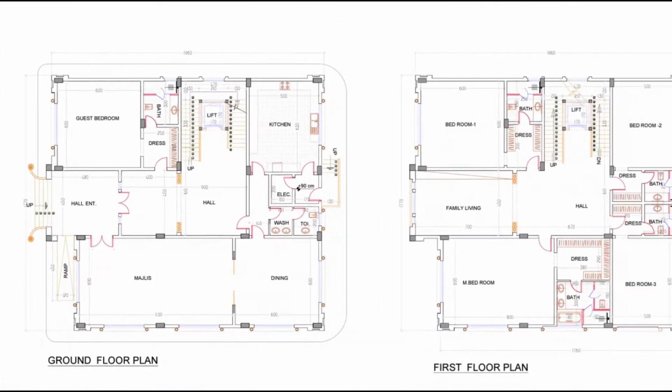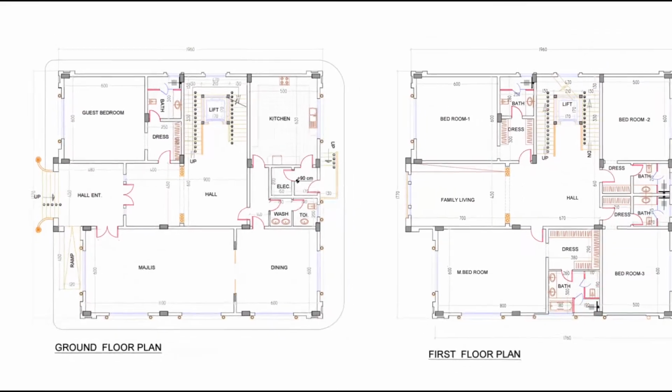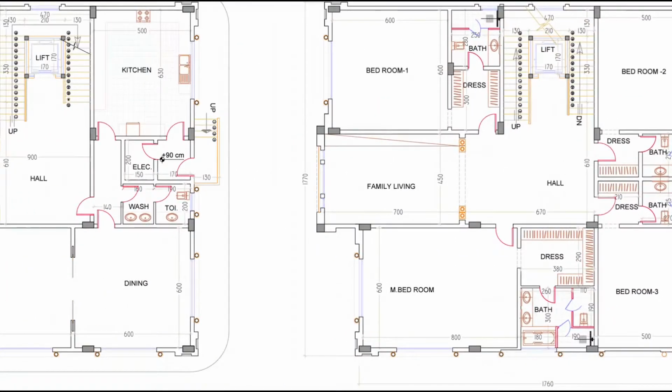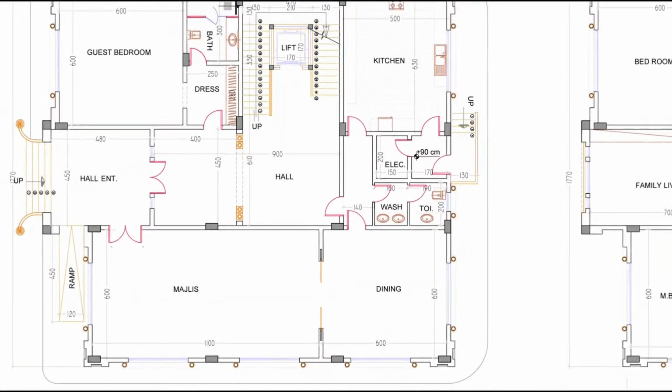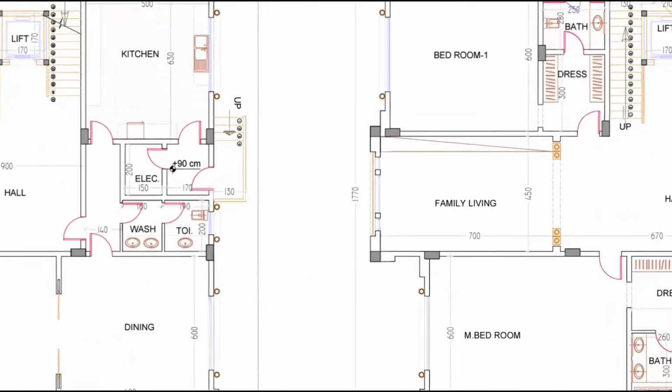Plan design. So you can see here this wonderful ground floor and first floor. On the first floor we have a number of 4 bedrooms and family living, big hall, and on the ground floor we have a very wide majlis area and dining and guest bedroom, hall, wide kitchen, lift with the stair. So we will see one by one this wonderful floor plan here.